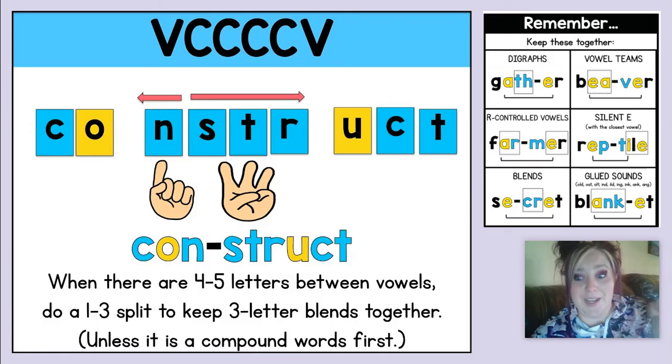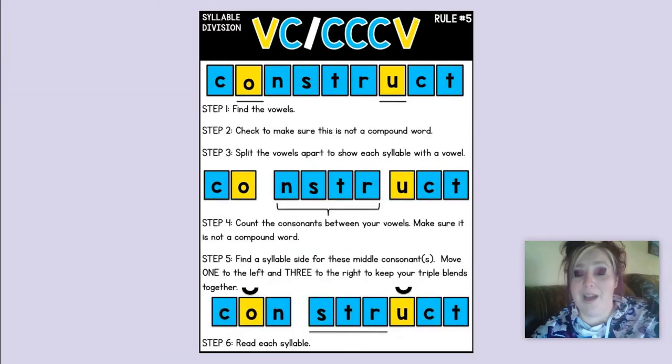So we'll start to get kind of big. All right, so we have our rules. Find your vowels. Ooh, look at that word, that's big, but we can solve it. Check to make sure it's not a compound word, and then we split the vowels apart to show each syllable with a vowel. Remember, we have to have 1 vowel per syllable. We count the consonants between the vowels, make sure it's not a compound word, and then we find the syllable sides for the consonants. We have to move 1 to the left and then 3 to the right.